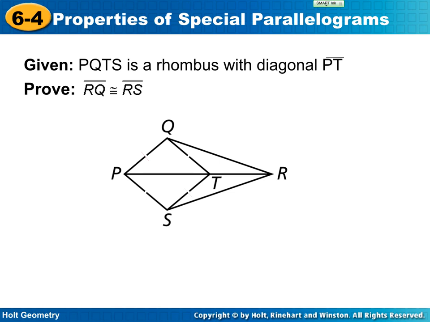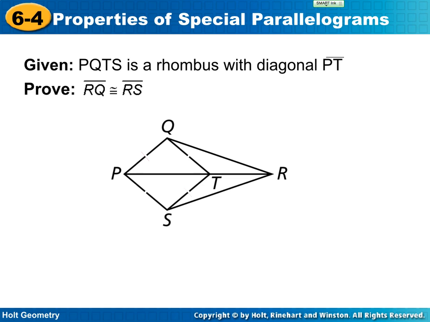Here's a proof for you to try. You were starting out knowing that PQTS is a rhombus. Now there are a lot of things you could pull up about a rhombus. Remember, it has all the features of a parallelogram plus some other things about its diagonals. Okay, and diagonal PT is in there. We want to prove RQ and RS congruent. So again, pause this presentation, then I'll show you the solution. You'll need this picture given and proof information to look back at as you see the solution.